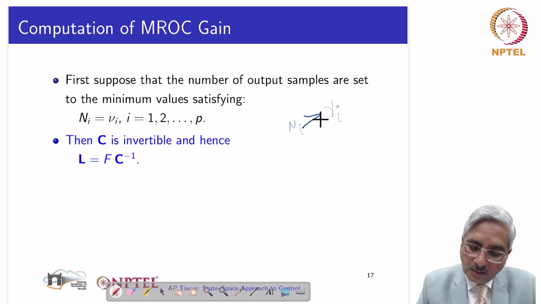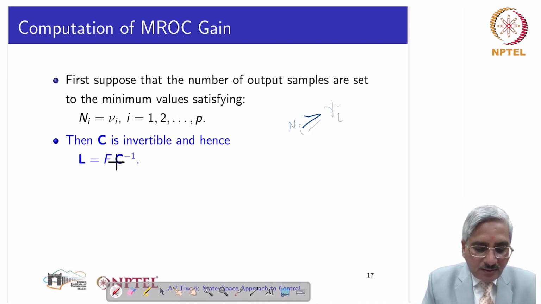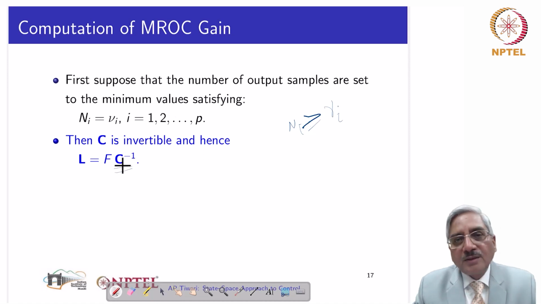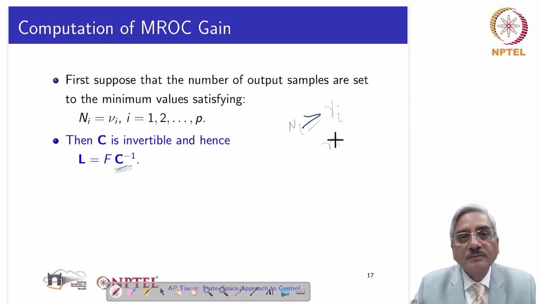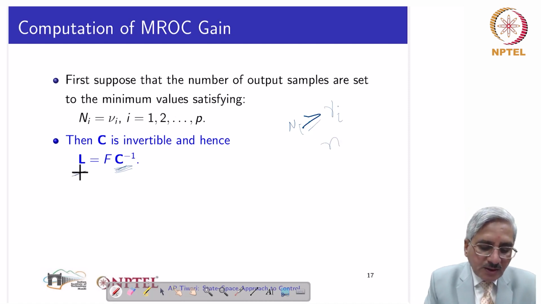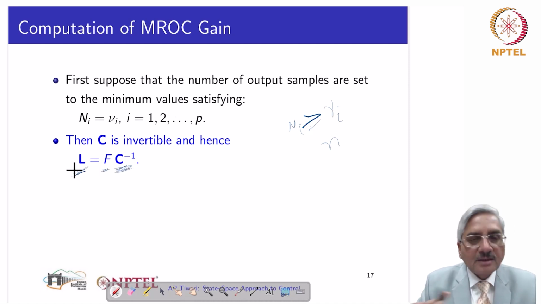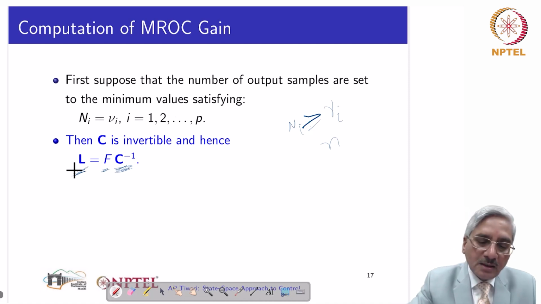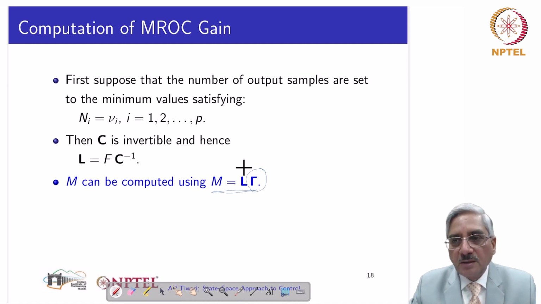Ni is greater than or equal to nu i, and Ni equal to nu i. In this situation, C will have exactly equal number of rows and columns, and it will be invertible because its rank is n. So L can be computed by post multiplying F with C inverse, and we get one exact L. And once L is obtained, then M is calculated using this. Of course, before using L, we have to calculate this gamma, and we had that expression for gamma.